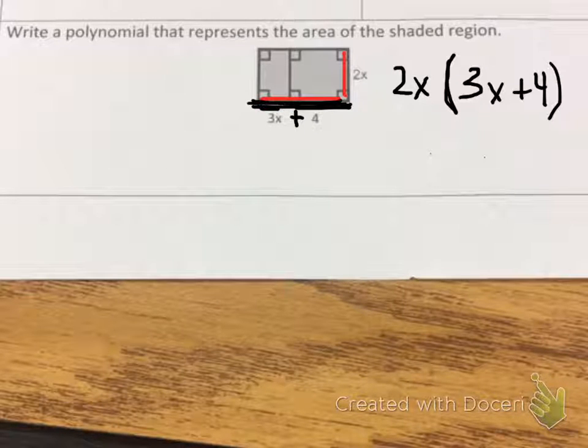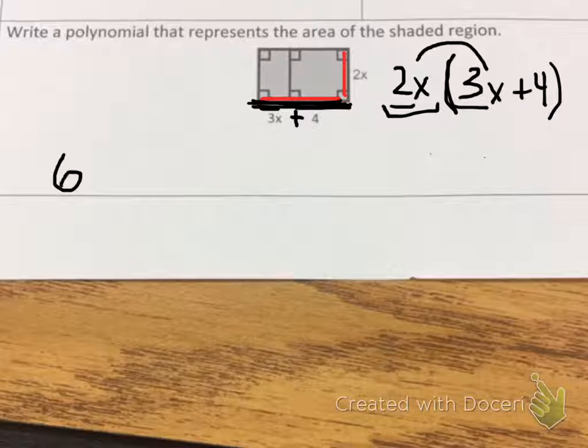So all we're going to do to finish this off is do our distributive property, and we're going to take this 2x and distribute it to this 3x. Multiply the terms out in front. 2 times 3 is 6x. And then we're going to add our exponents. So x to the first and x to the first. So 1 plus 1 is 2.